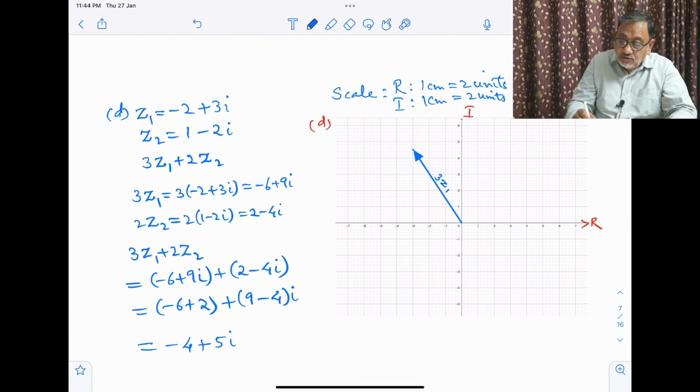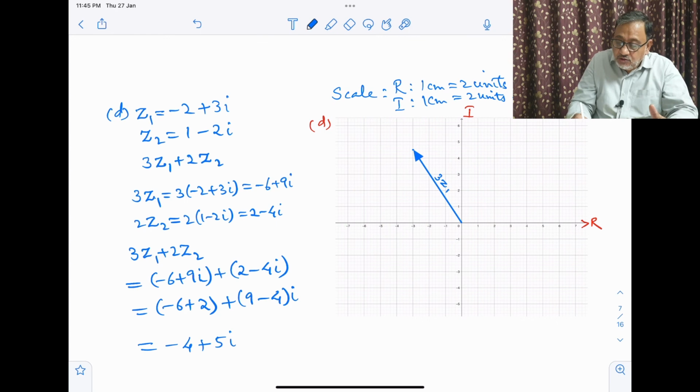So it should be plus 2. So 2 units to the right. 2 units to the right from minus 3 means minus 1. I will come here. 2 units means 1 centimeter on the graph. And minus 4 means 2 units down. So from here 2 units down will be minus 1 and minus 2. So I will be between 2 and 3, so 2.5. From 4.5 I will come to 2.5.